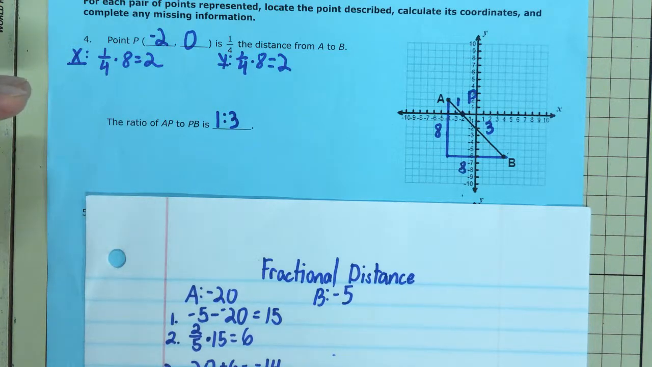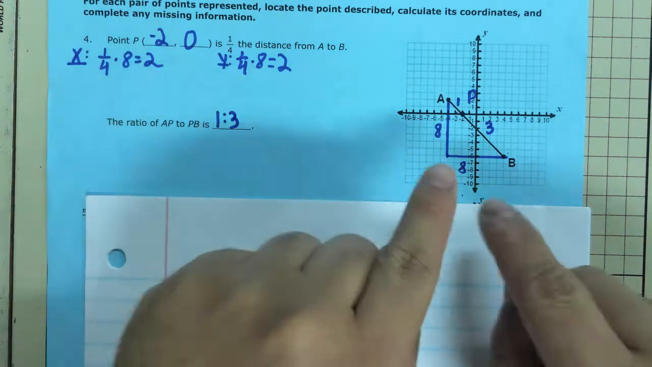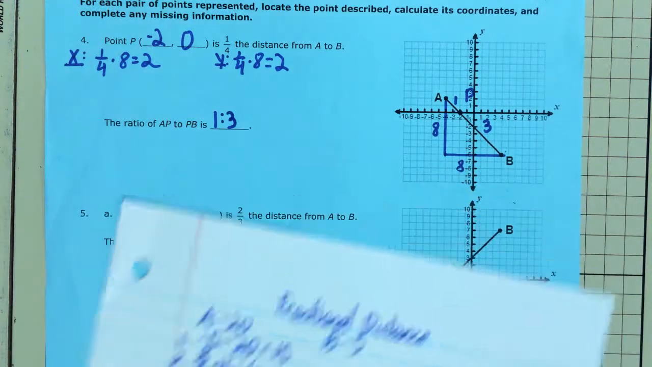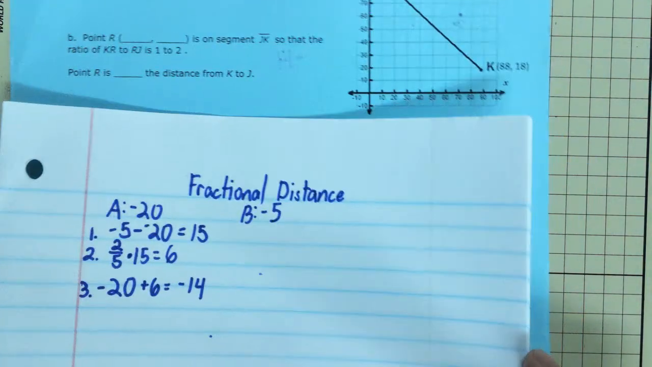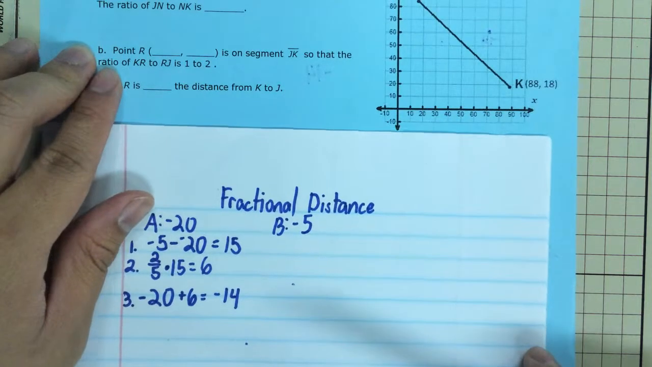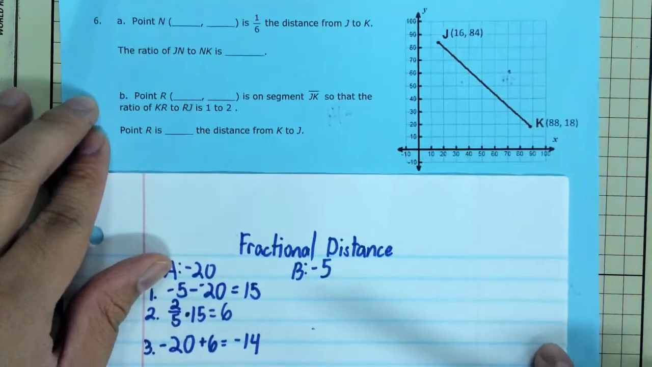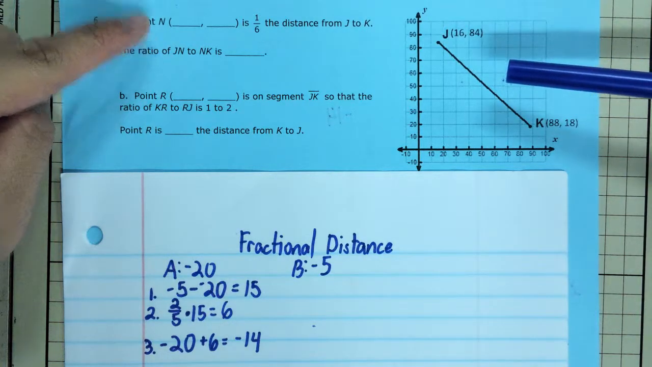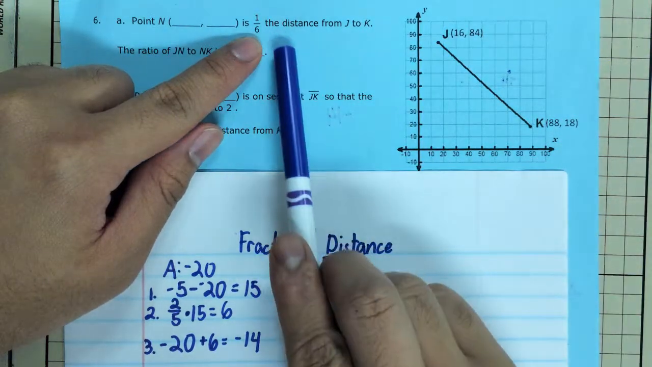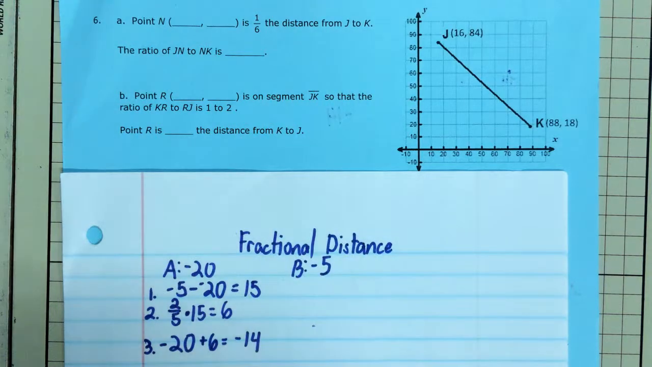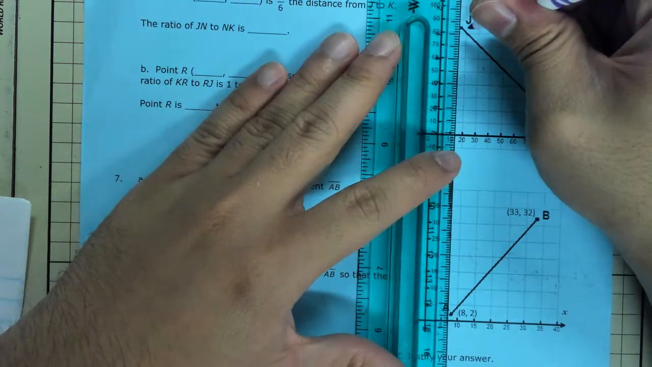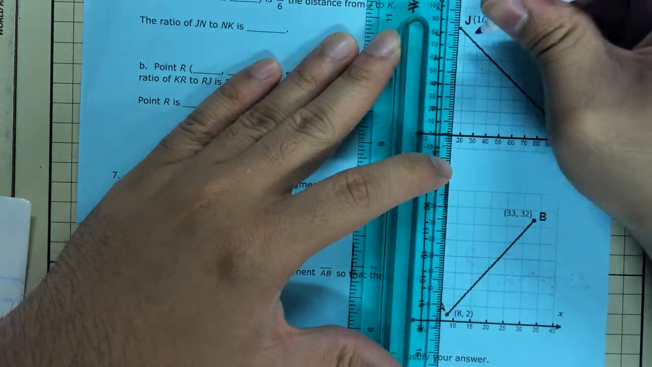So what I'm going to show next is, what if my distance is again too large to count on the graph? Just like with the distance formula and the midpoint formula. What if they're too large for us to work with? So I'm going to work on this question next. It says point N, which is what we're looking for, is 1/6 the distance from J to K. So let me go ahead and draw that right triangle just so we have a visual.